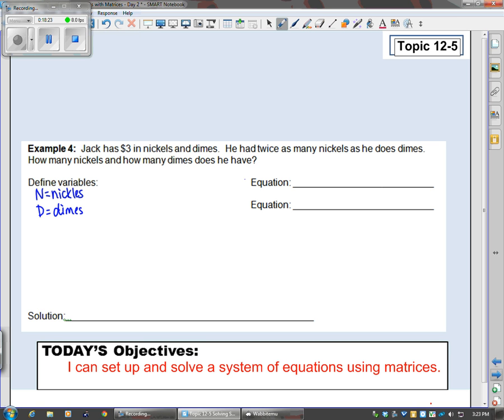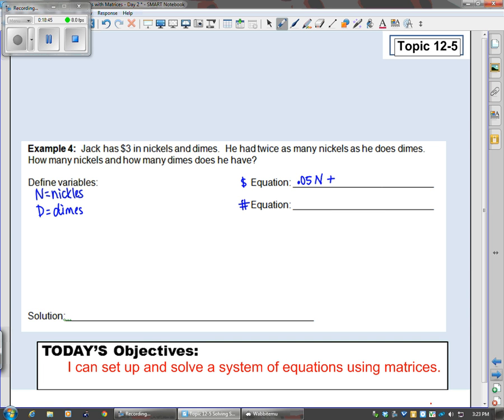So again, we're going to have a money equation and a quantity equation. So let's start with the $3. What is a nickel worth? How much money? A nickel is worth 5 cents. So if you're counting money in your hand and you have nickels, you're going 5, 10, 15, 20, and so on. Each nickel is worth 5 cents.